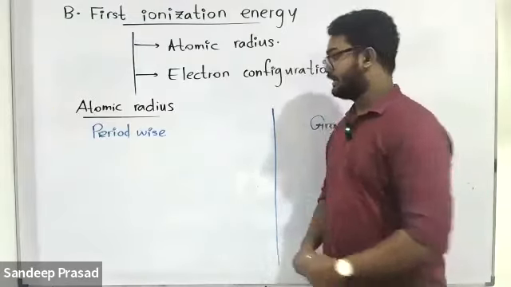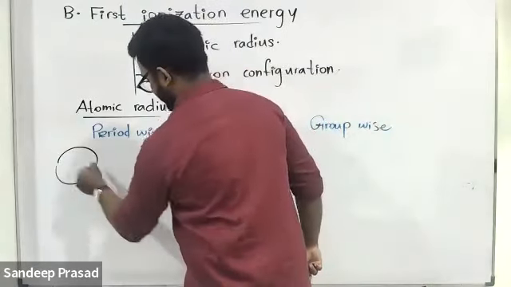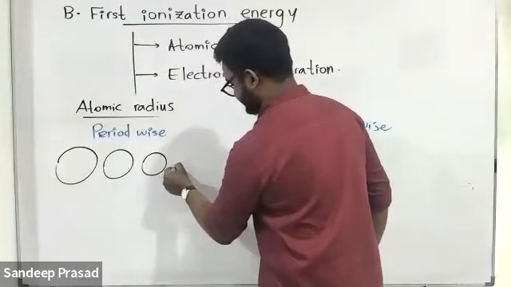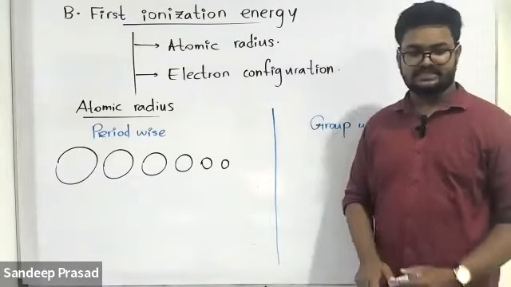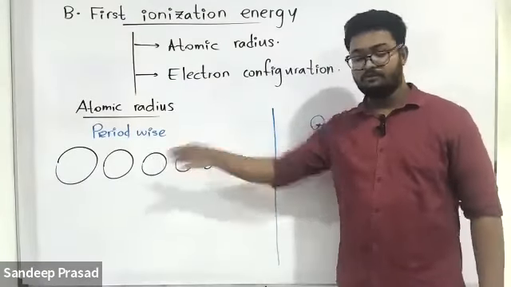Definitely, the atomic radius decreases, right? Atomic radius decreases along a period from left to right.